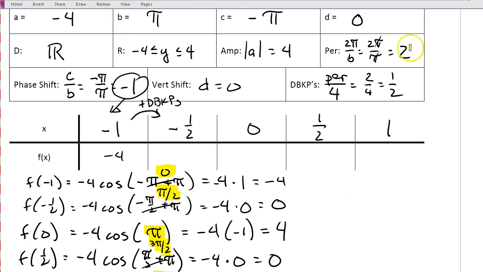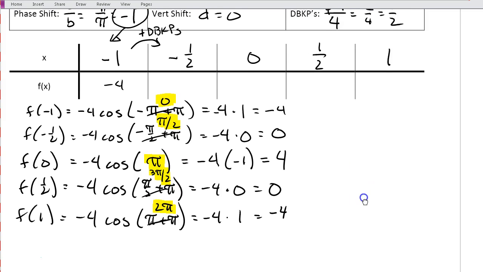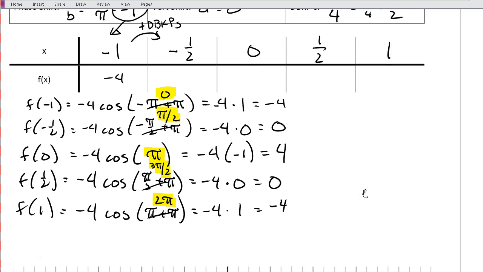Check your period is right. Make sure your phase shift is right. Make sure your distance between key points is right. Make sure you've labeled all of your x coordinates that you want to plug in correctly. Because every time when you're graphing sine or cosine, you should get 0, pi over 2, pi, 3 pi over 2, and 2 pi in the parentheses after the trig function, after the sine or the cosine.